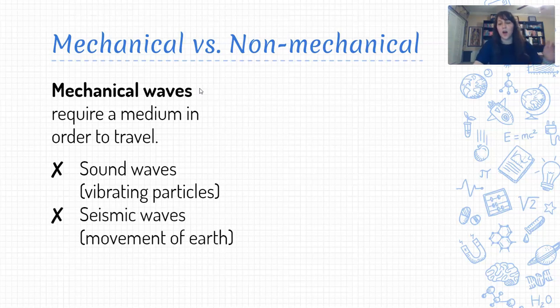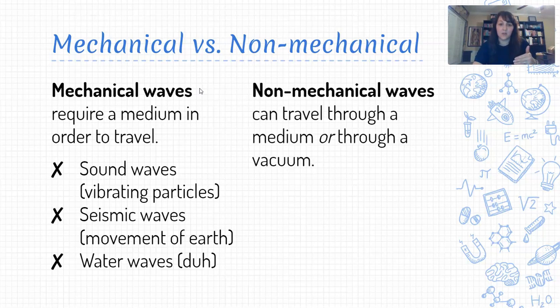Seismic waves, so the movement of tectonic plates, earthquakes, those would be examples of mechanical waves where the medium is the earth, and then water waves obviously are mechanical waves where water is the material that the wave is traveling through. So those are our mechanical waves, but then there are also non-mechanical waves.